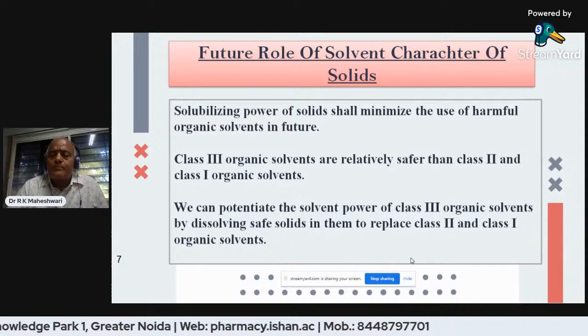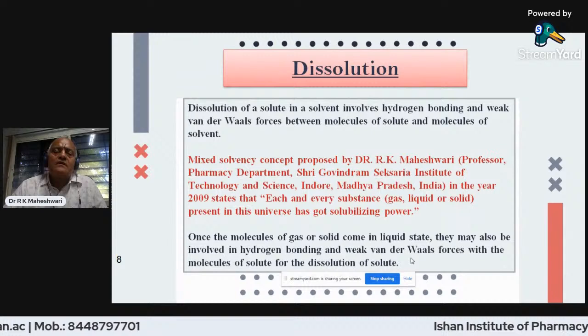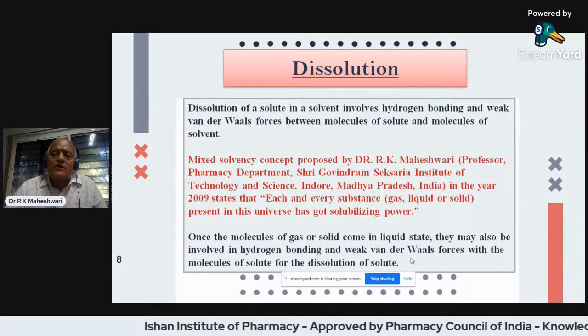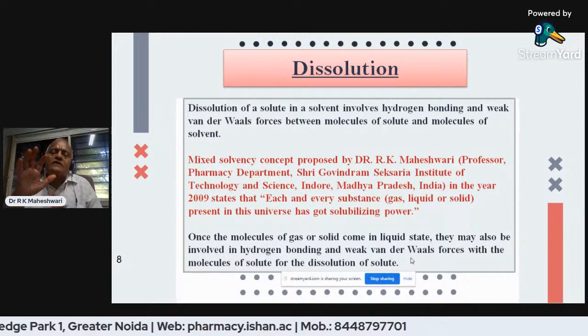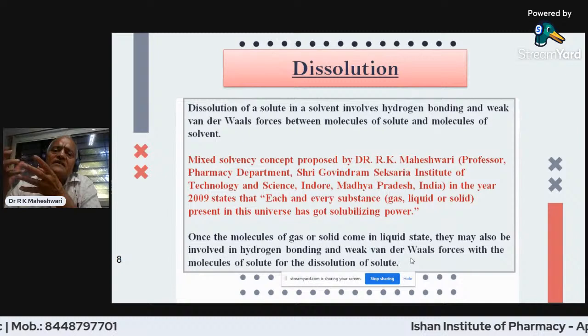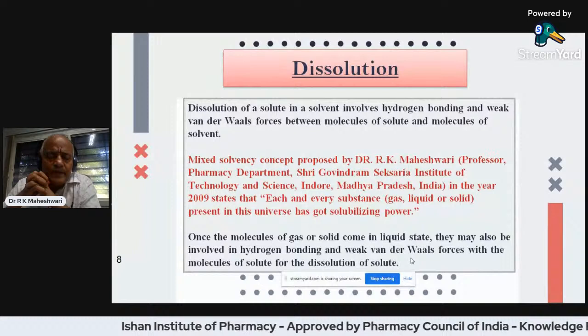Now, what happens in dissolution? Again, we have to see this. Dissolution of a solute in a solvent involves hydrogen bonding and weak van der Waals forces between the molecules of solute and molecules of solvent. And this I have explained. Again, let me explain how the dissolution takes place. Suppose you are dissolving sodium salicylate in water. You get a clear solution. Why? Because of hydrogen bonding and weak van der Waals forces between the molecules of sodium salicylate and molecules of water.